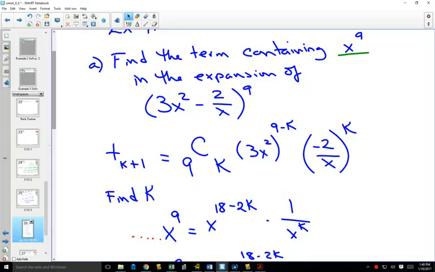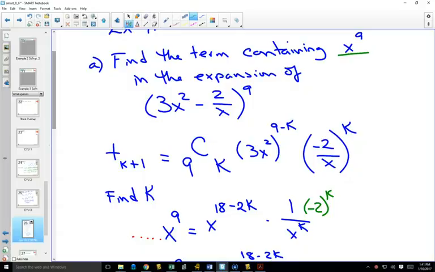So here I have an x squared. What happens when that x squared is to the power 9 minus k? I get x to the 18 minus 2k. What happens when this x on the bottom is to the power k? I'll get an x to the k on the bottom. And that's why I wrote a 1 on top. I was just ignoring the negative 2. If you wanted to, you could have written negative 2 to the k on the top, and it wouldn't be wrong at this point, and you could ignore it later.